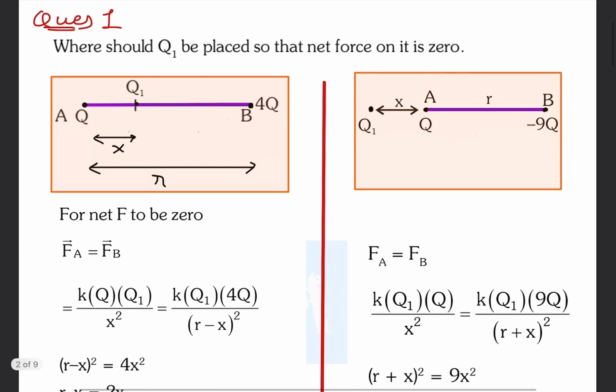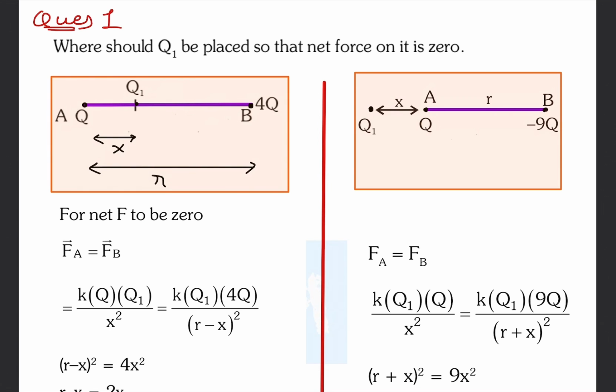Okay, so question number 1. It's not like you have not seen this question before, but let me tell you, out of 100 students, at least 90 students ask this question, and they make mistakes in these questions. Let me clear it once and for all. These are the questions which are asked in immense number. So okay, let's solve this.